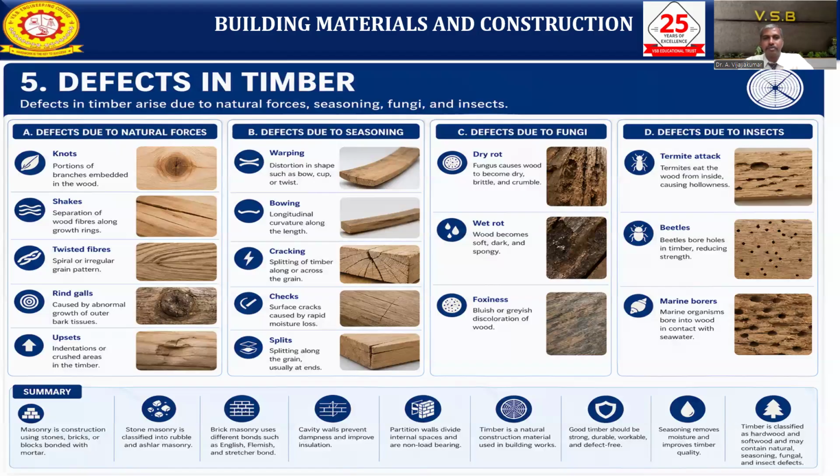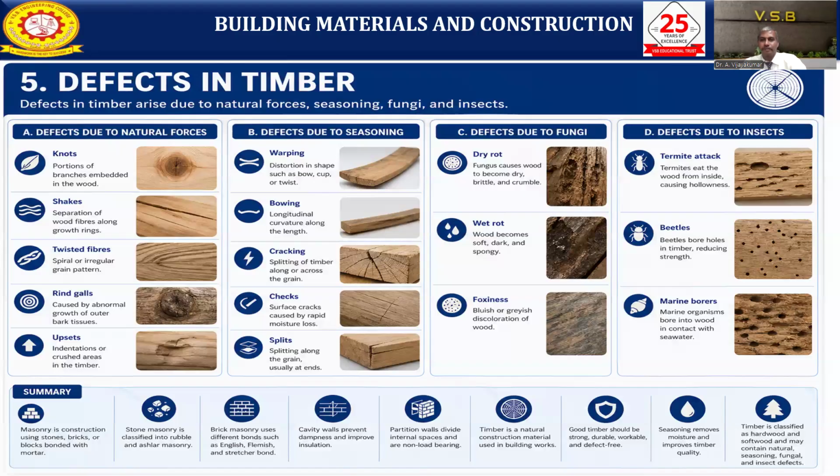So next, defects due to seasoning. Warping may occur during seasoning, a distortion in shape: bow, cup, or twist. Bowing is longitudinal curvature along the length of the span. Because we did not do proper seasoning, defects will automatically happen. Okay. Cracking occurs across the length of the grain. Checks are small cracks, surface cracks caused by rapid moisture loss. Splits are when the wooden material splits into two, splitting along the grain, usually at the ends.